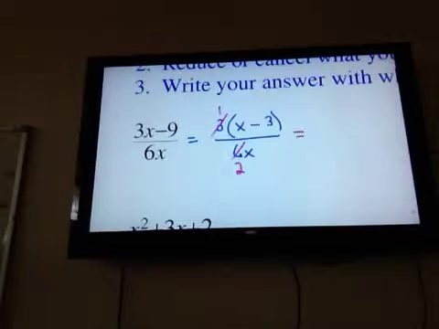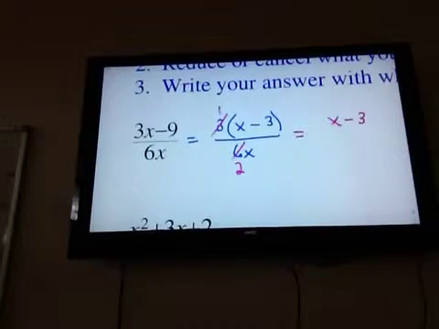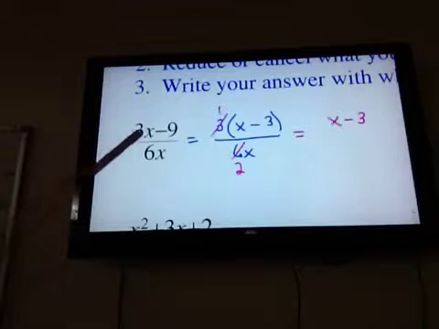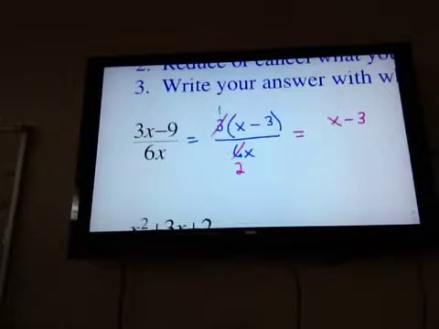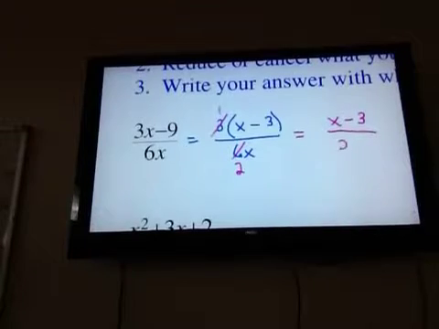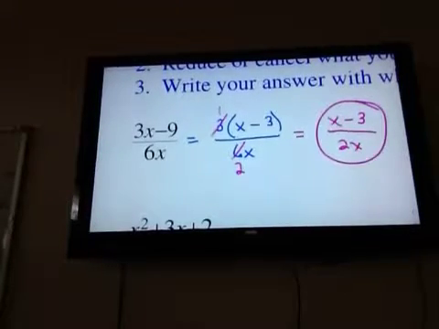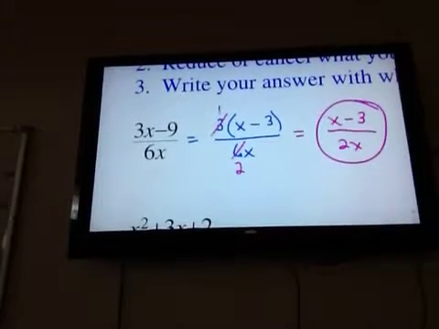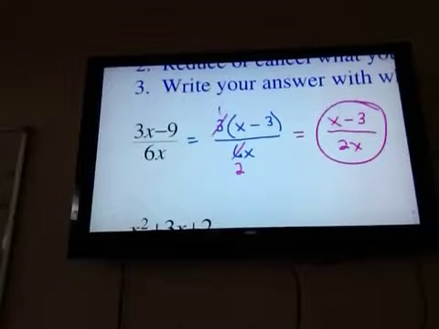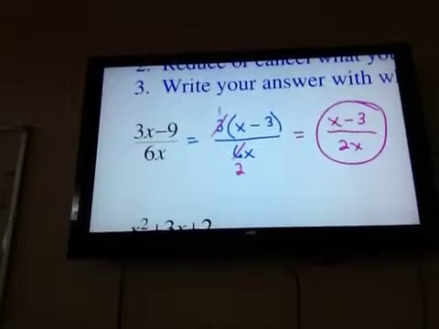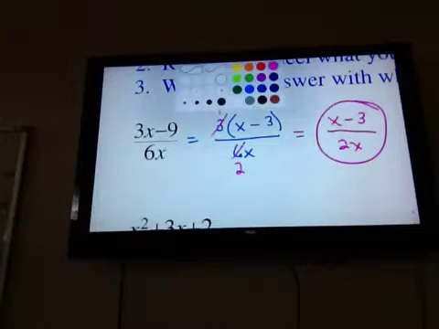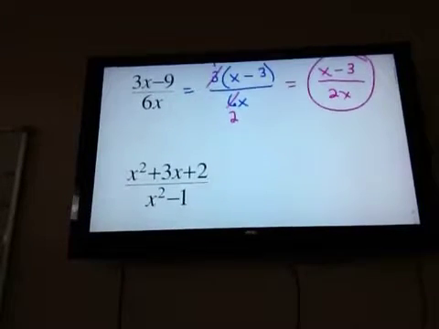Leaving me in the numerator with x minus 3. Because this is a 1, I don't need it. And then in my denominator, I'm left with 2x. That's my final answer. So you're factoring and you're canceling. And you're factoring and you're canceling. So it's really all about factoring more than anything.